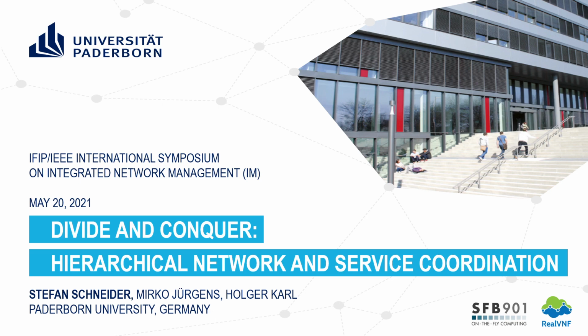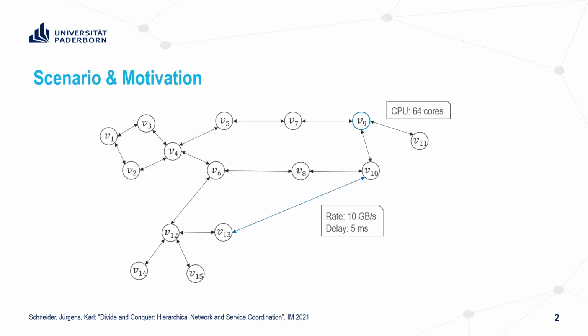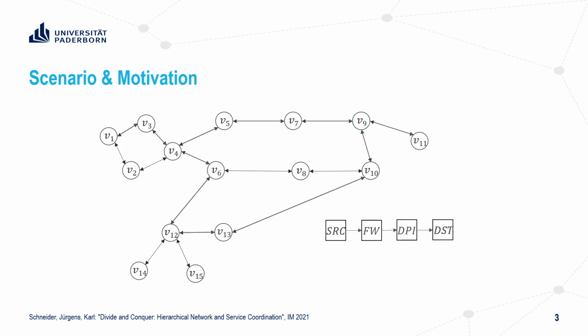So let's get started with the scenario and motivation of this work. Here we're in a wired networking scenario where we have distributed nodes that are interconnected by links, and each of these nodes may have some kind of limited compute capacity, for example here in terms of CPU cores, and each link also has a capacity in terms of maximum data rate, here 10 GB per second, and has a propagation delay, here 5 milliseconds.